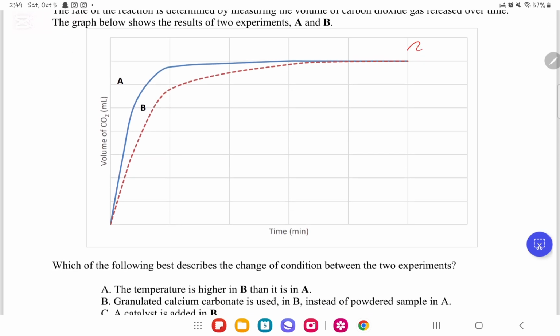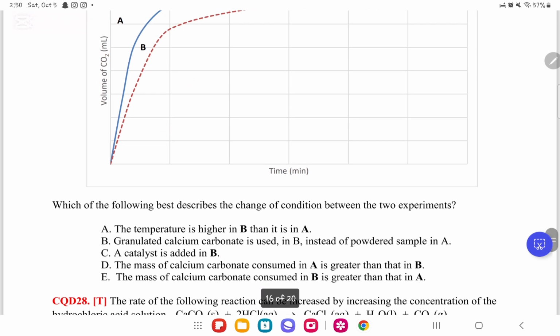We can see that they share the same plateau and they have different slopes. So there was nothing changed in the concentration of the limiting. So the temperature is higher in B than in A? Definitely not. The temperature is higher in A than in B because A has a steeper slope, or a higher slope. Granulated calcium carbonate is used instead of powdered. So in B, they're telling us the surface area is less than in A. Definitely this is the case, so B is correct.